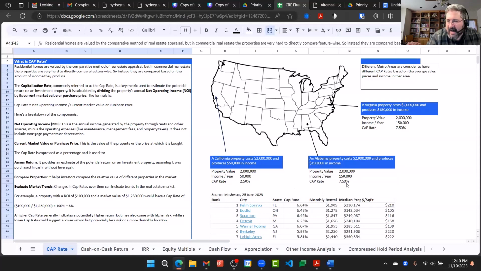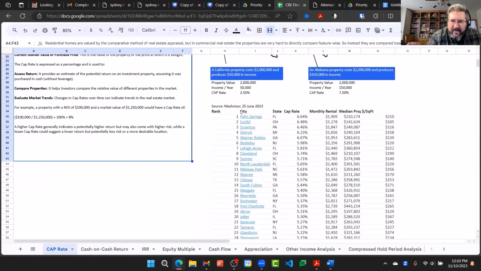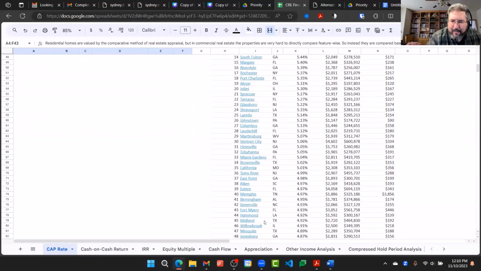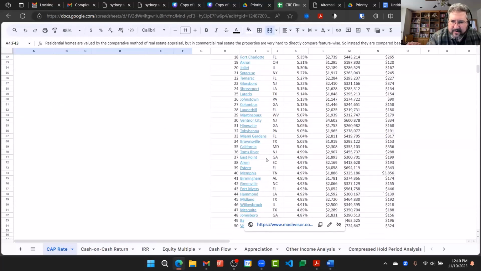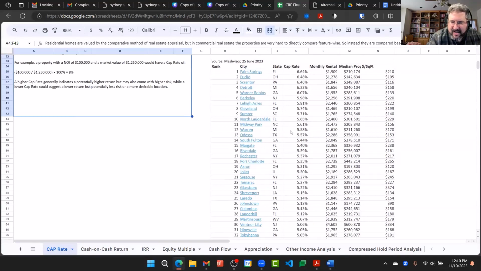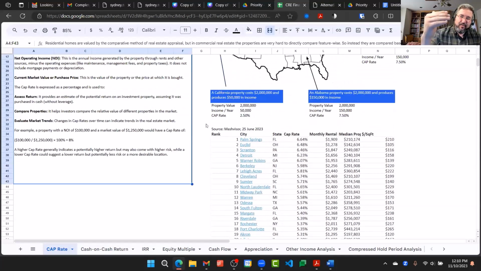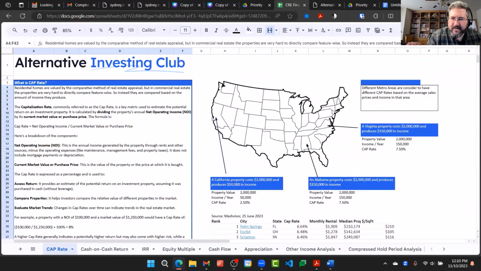In places like Alabama, they might be quite a bit higher. And I actually did go to Mashvisor and pull off a June listing of what cap rates are in a variety of different cities around the US right here. So you can kind of see, Palm Springs has got a very high cap rate apparently. And what that means is that the price is low in comparison to the amount of income that it produces.